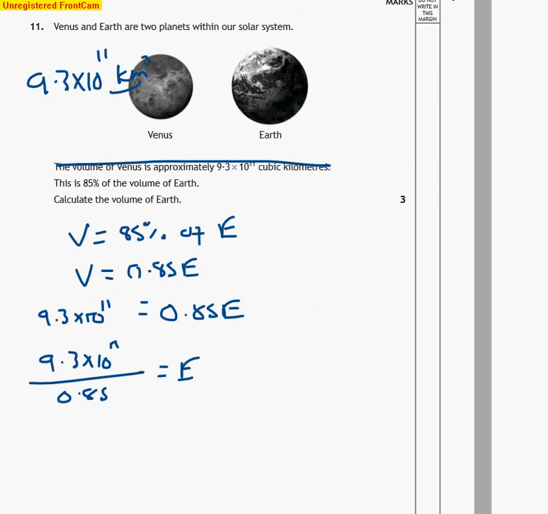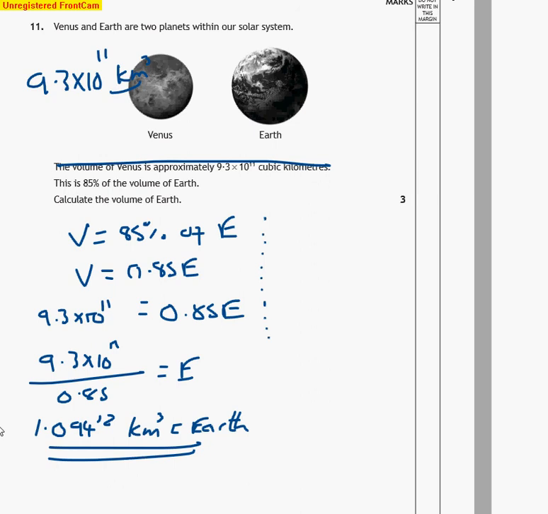So in the calculator, that's going to give us 1.094 times 10 to the power of 12 kilometers cubed is equal to Earth. I was trying to think of an easier way of doing that. That's kind of what came to my head initially. But actually, I've just seen, and I've got enough time to quickly go through, maybe a much nicer way of doing it. We just put that to one side.